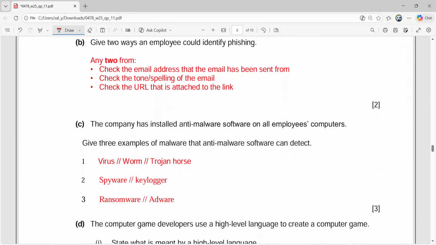Part C. The company has installed anti-malware software on all employees' computers. Give 3 examples of malware that anti-malware software can detect. So which is malware? A student can write out of these: virus, worm, Trojan horse, spyware or keylogger, ransomware, or adware. So any of these 5 options, like if a virus is option number 1, worm is option number 2, Trojan horse is option number 3, spyware, ransomware, and adware. So if you have mentioned any of these 3 properly, then you will be able to score 3 out of 3.